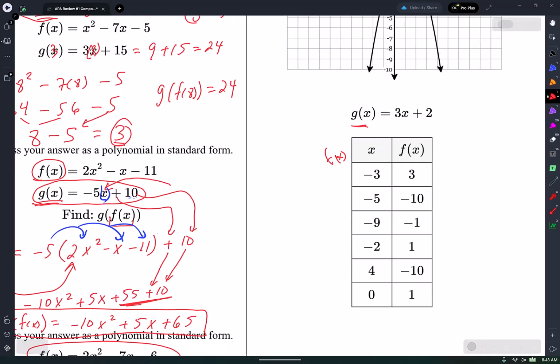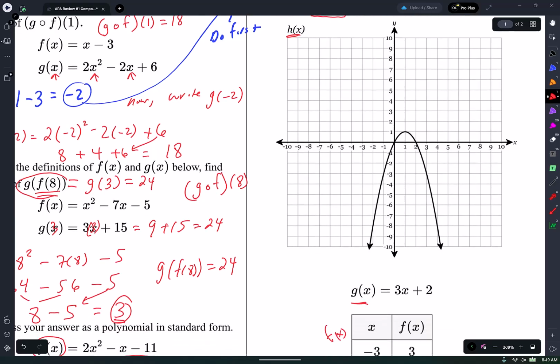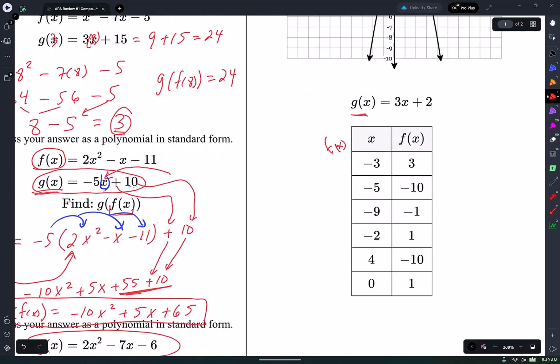Are we still okay? All right, notice what this says. It says g of f of negative 9. So focus on f of negative 9 first. I'm going to go to f. So f of negative 9, look for x equals negative 9 and circle that row. When x is negative 9, what's f of negative 9? So I'm going to write f of negative 9 equals negative 1. So put that in there somewhere.